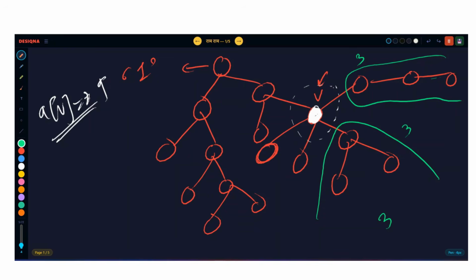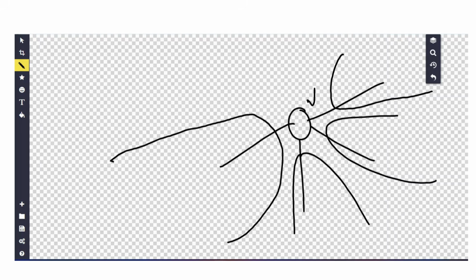How? This can be U, and this node can be W. Then W has three options and U also has these 3 options. So guys, all you need to know is how many nodes are there in the subtree of each branch. In this branch, how many nodes are there? 3. In this branch, how many nodes are there? 3.